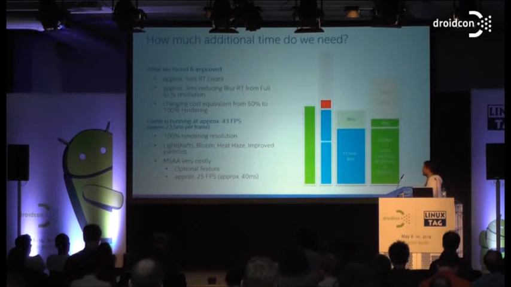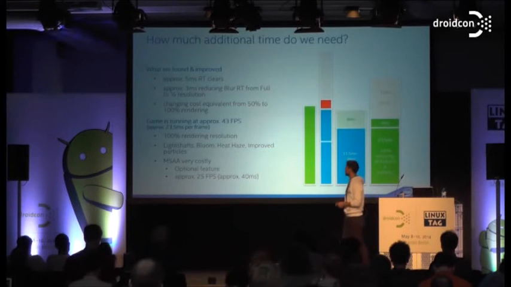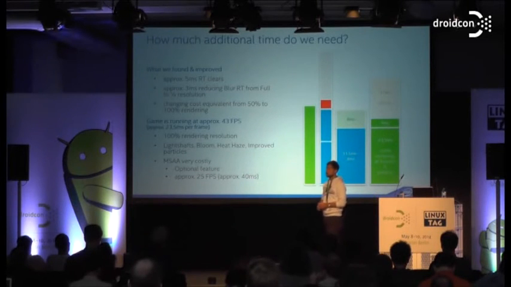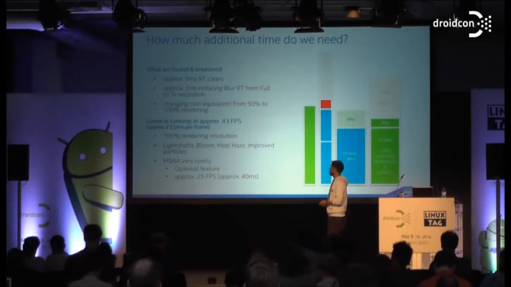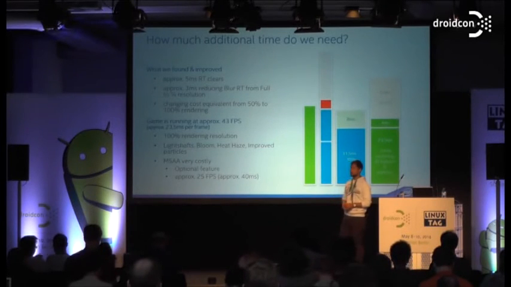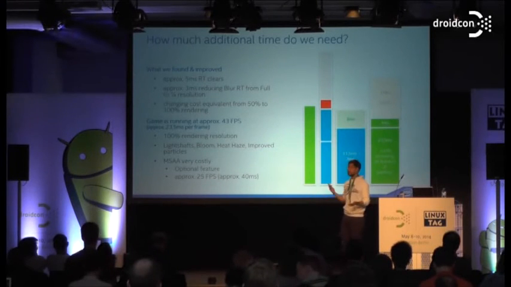So, to sum it up for how much time was needed. At the end of the day, we got everything in. We found 5 milliseconds from render target tiers. We found 3 milliseconds by reducing the blur render targets from full resolution to 1/4 of it, or from half resolution to 1/4 of the resolution. We changed from 50% rendering to 100% rendering target size for cost equivalent, so no gain, no loss.